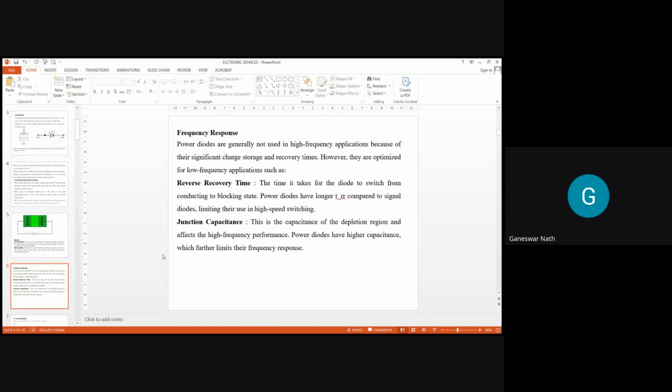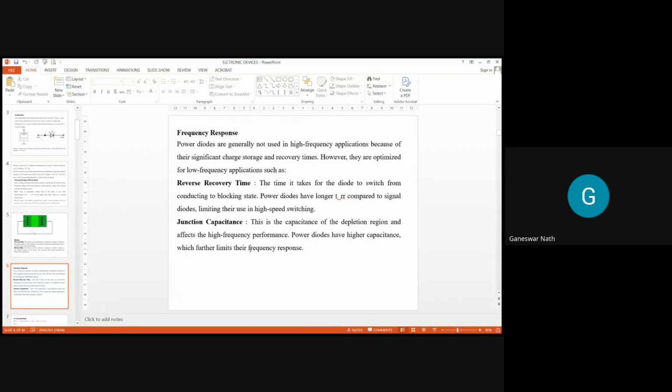And the junction capacitance is one component of the circuit. This is the capacitance of the depletion region, because once the biasing is created, a contact potential is developed at the junction, and that creates a junction capacitance at the depletion region. Power diodes have a higher capacitance, which further limits their frequency response. So this is the frequency response characteristic that you can obtain in a power diode.